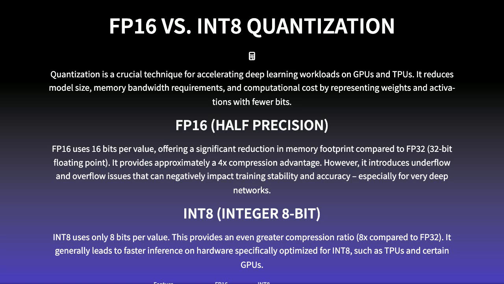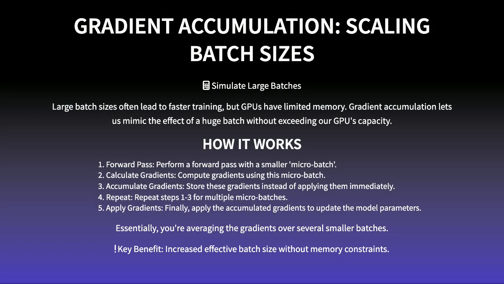On the other hand, int8 uses just 8 bits per value, even more compact. This is fantastic for speed, particularly on hardware that's specifically designed to handle int8 operations like TPU. The downside? You could lose a bit of accuracy if you're not careful. It's really about finding the right balance between size, speed, and maintaining good performance, and calibration techniques are key to helping us achieve that.